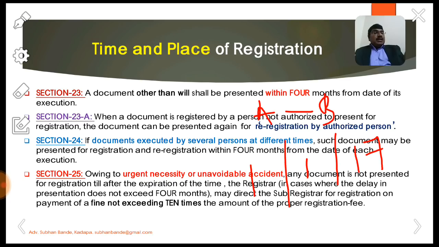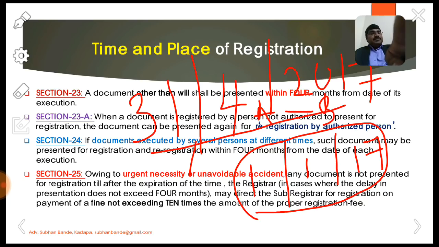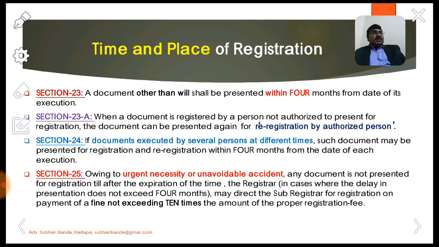Here, they have executed the deed related to sale of immovable property on 1st January 2017. They can present the document for registration within 31st April 2017. This is the rule according to section 23. Within 31st April 2017, the parties shall present such instruments for registration.